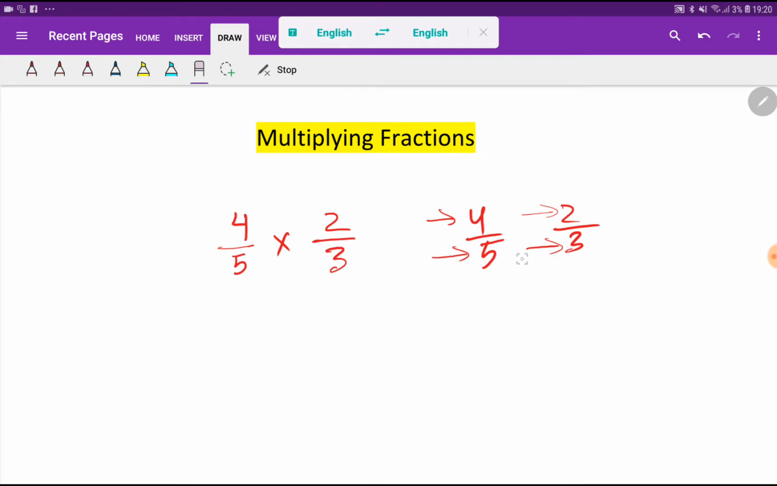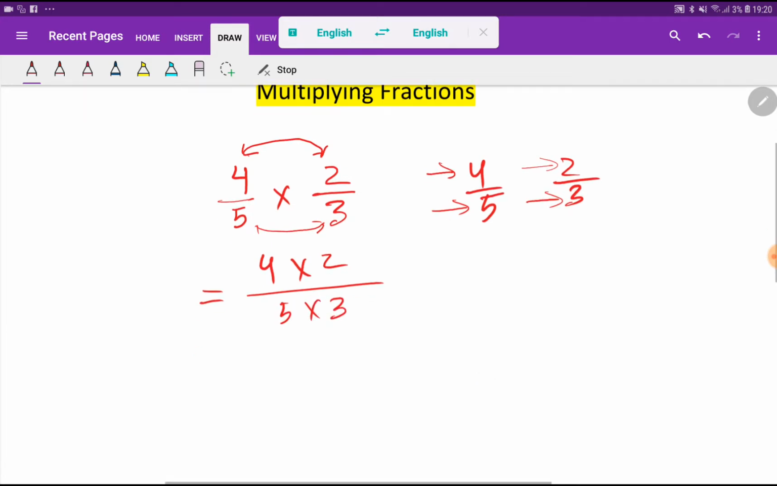So for multiplying these two fractions, what I'll do, I will multiply numerator to numerator, that is 4 times 2. Then I will multiply denominator to denominator, 5 times 3. So I am getting here 4 times 2, that is 8, and 5 times 3, that is 15. So this is the result, right?